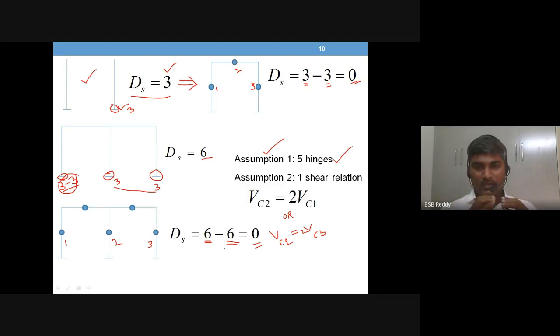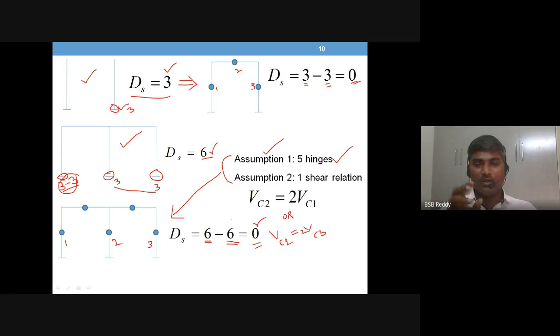So by the assumptions proposed by Smith, you are getting the number of required excess equations with just the assumptions, and your structure is becoming determinate. So this is the actual structure. After applying assumptions, the actual degree of indeterminacy is 6. Now the degree of indeterminacy is 0. By what? By applying assumptions. So that's how Smith made the analysis much simpler.